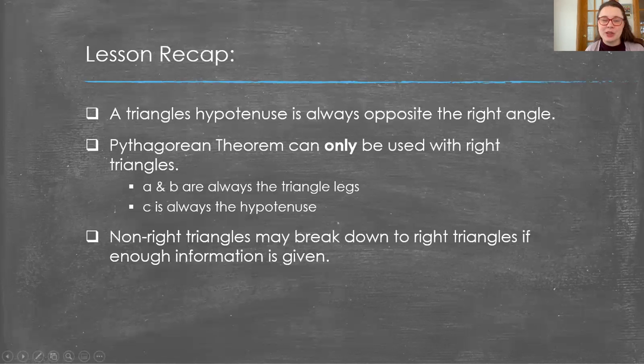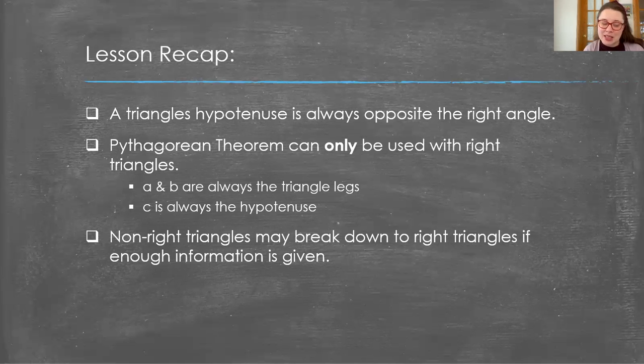So just as a quick recap, a triangle's hypotenuse is always opposite the right angle. If it doesn't have a right angle, it doesn't have a hypotenuse. Pythagorean theorem can only be used with right triangles. It's really important. And A and B are always the triangle legs, with C always the hypotenuse. Non-right triangles may break down to right triangles if enough information is given.